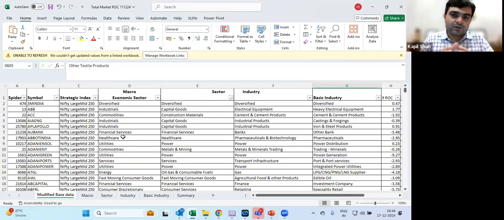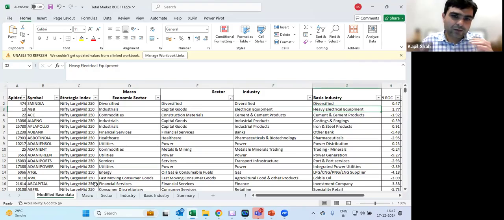Now, this is the list of 750 stocks. As per the NSE, we have the large cap and mid cap 250 stocks, the small cap 250 stocks, and the micro cap 250 stocks. Collectively, they are called the Nifty Total Market. And I am tracking the 750 stocks in this particular sheet. For every stock, let's say this is ABB: from a macro perspective, it is industrial; from the sector, it is capital goods; industry-wise, it is electrical equipment; and from the basic industry, it is heavy electrical equipment.